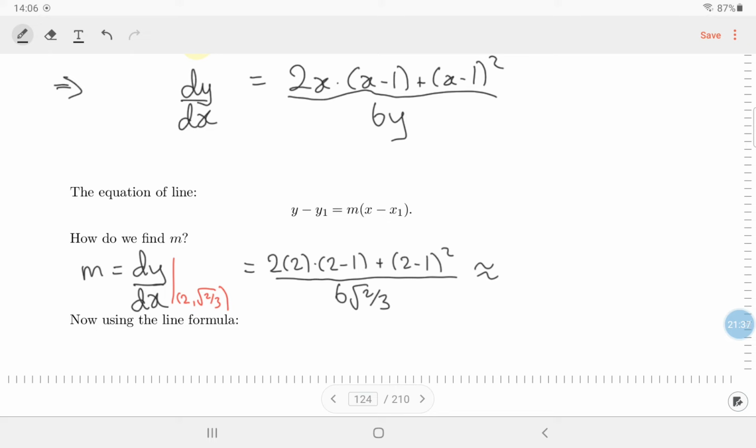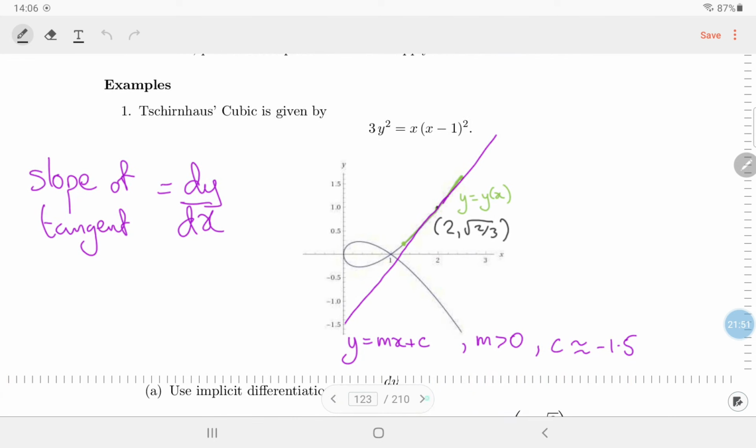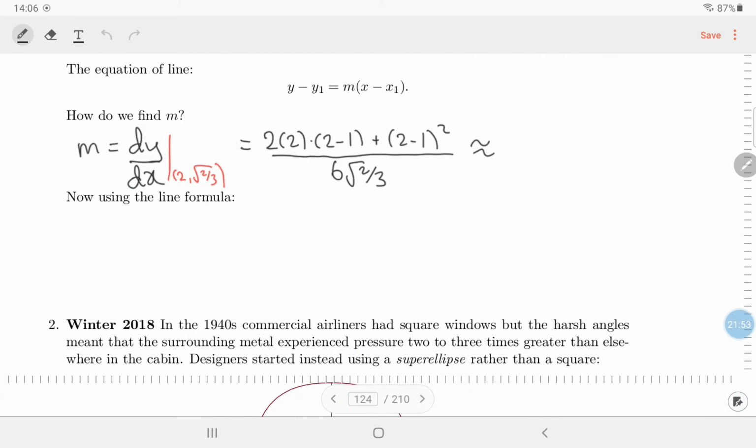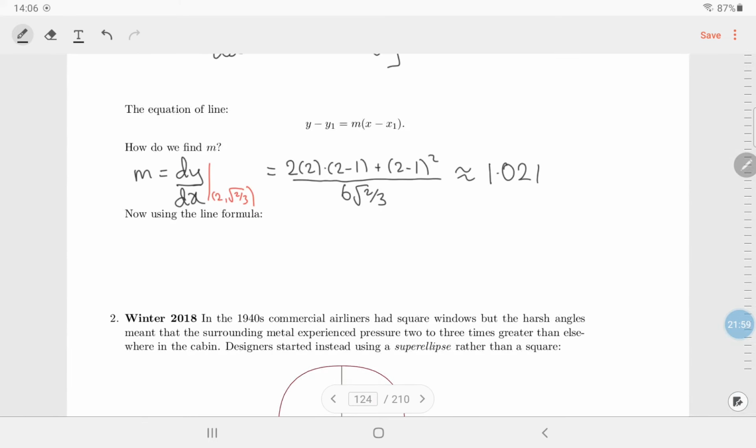So I get 2 by 2 is 4, by 1 is nothing, plus 1 over 6 by root 2 over 3. Sorry, we're not expecting this to be minus 1.5. We're expecting the slope to be positive. And it comes out approximately 1.021. So now let's use the line formula above.